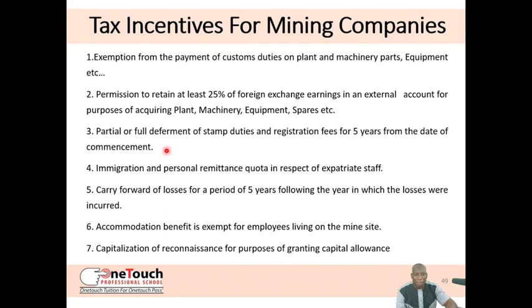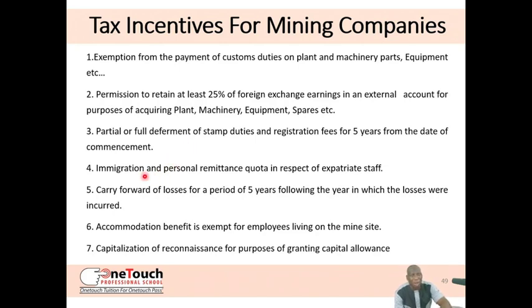3, partial or full deferment of their stamp duties and registration fees for 5 years from the date of commencement. Stamp duties give legal effect to documents. And when it comes to payment, they can defer it partially or fully, for a period of what? 5 years from the date of commencement.